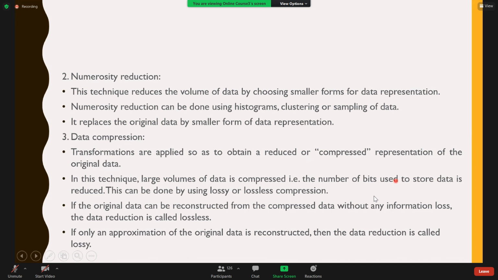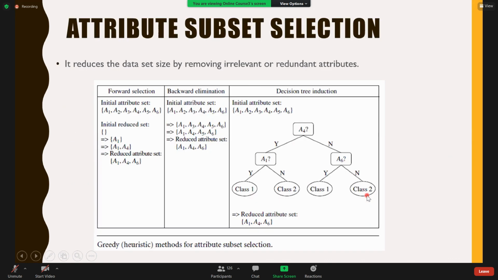Now, this is attribute subset selection. This is one of the dimensionality reduction techniques. Attribute subset selection reduces the data set size by removing the irrelevant or redundant attributes. We have four approaches here. One is forward selection, another is backward elimination, then decision tree induction, and the last one is a combination of forward selection and backward elimination.